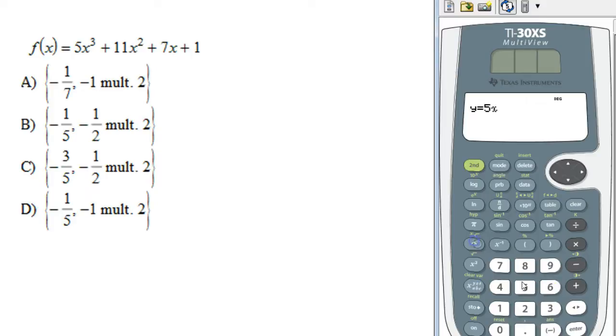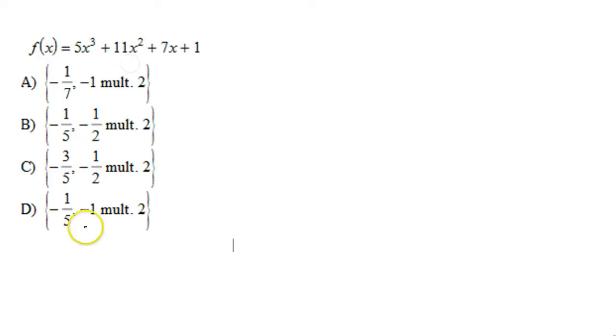So I have 5x to the third power plus 11x squared plus 7x plus 1. Okay, I like to start off at -10. I'm going to scroll down looking for 0 to show up in the y column. Alright, so there you see 0 at -1. That tells me that -1 is a 0 of this polynomial.